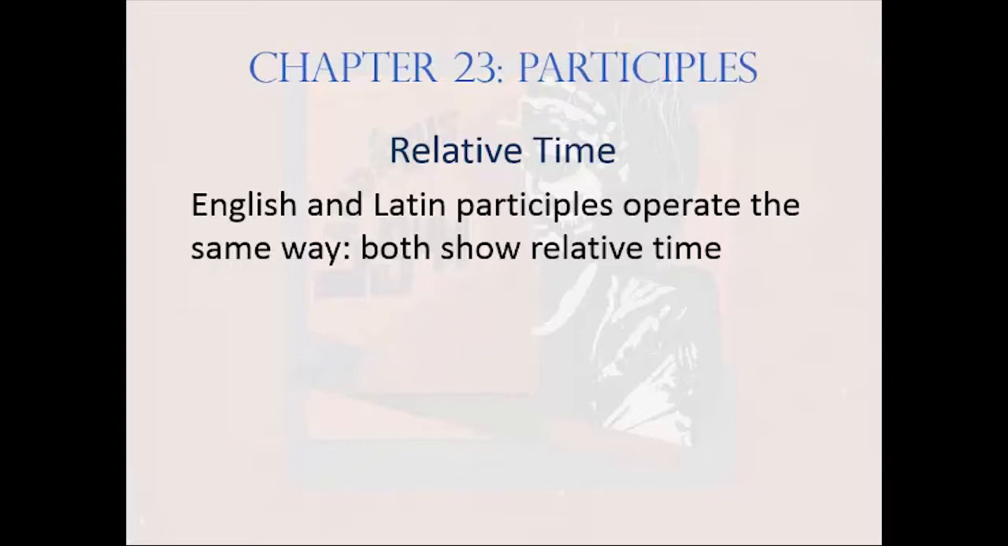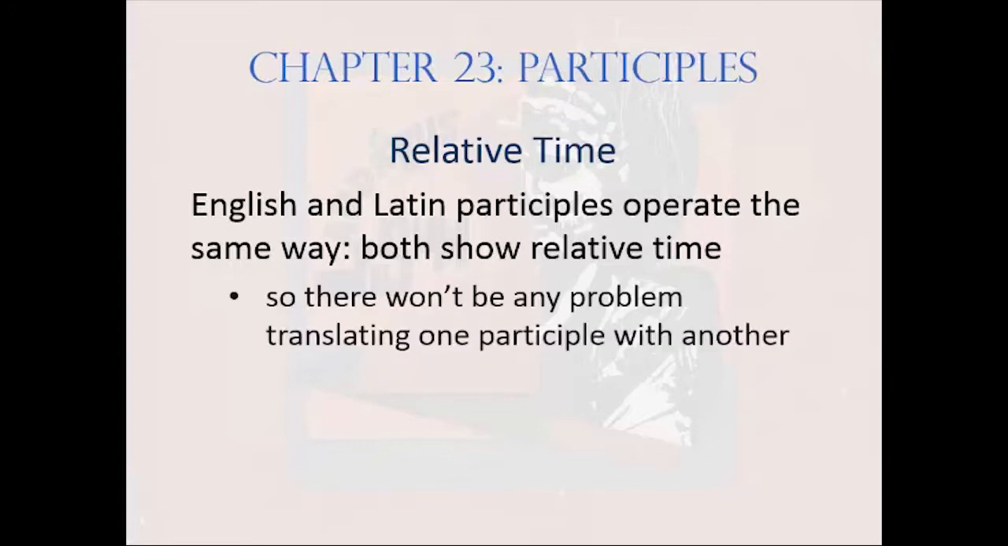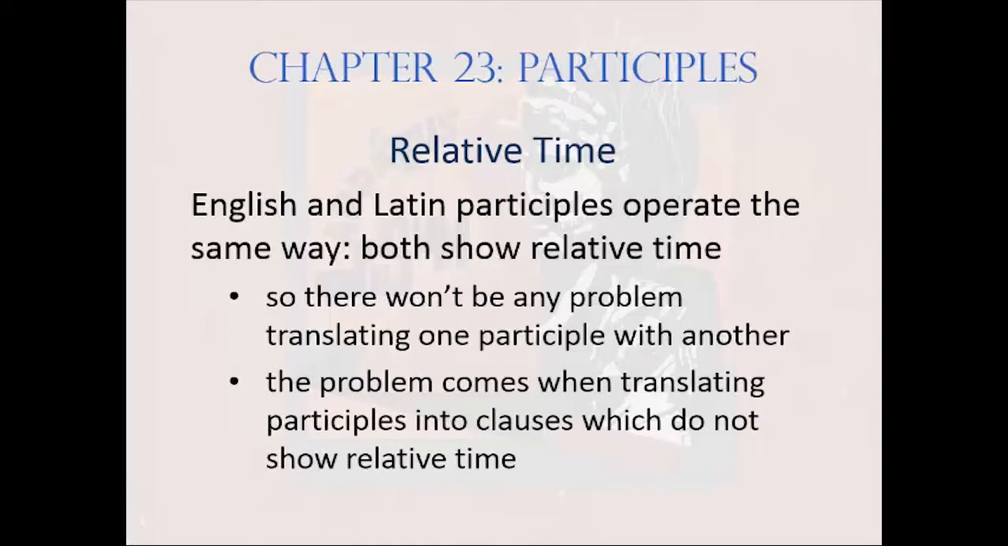They both show relative time. So as long as you can translate a Latin participle with an English one, and for the most part in this chapter you'll be able to do that, there's no need to address the issues pertaining to relative time. Problems arise only when converting a participle or the like into a clause, that is, changing a form which shows relative time to one which shows absolute time.